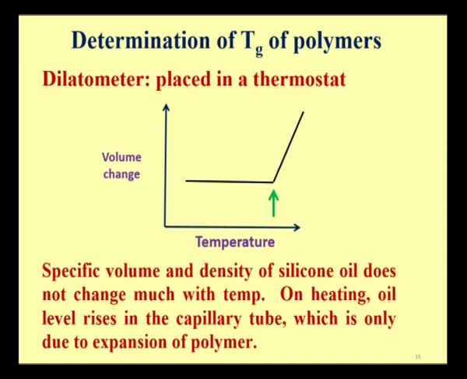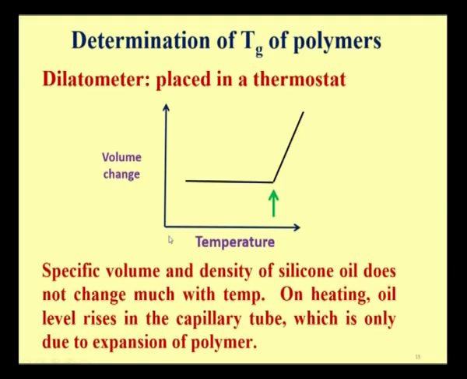A dilatometer is basically an instrument placed in a thermostat bath, wherein you make use of silicon oil in the measuring jar, put the polymer sample in, and then increase the temperature. The silicon oil does not show much change in volume during a thermal event. Hence, whenever the temperature increases, the polymer sample shows a volume expansion, and the rise of the silicon oil seen through the capillary tube is only due to the expansion of the polymer and not of the silicon oil. So the dilatometer, a small glass apparatus, helps determine the volume change happening when the polymer is subjected to the thermal effect.